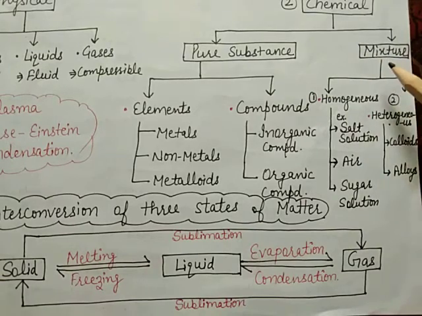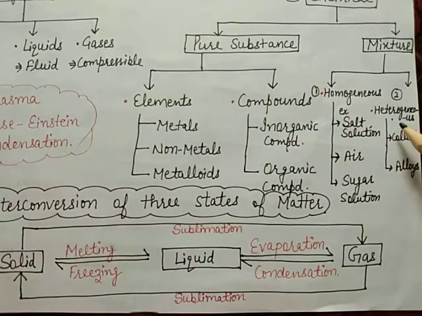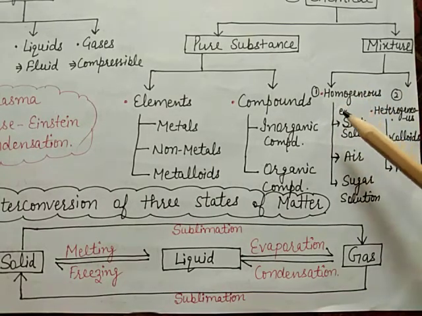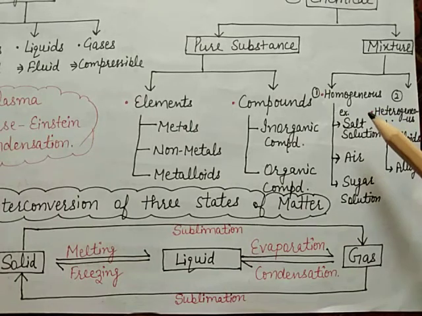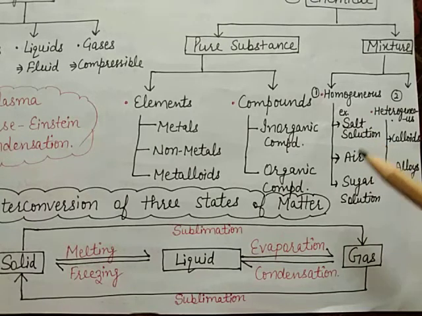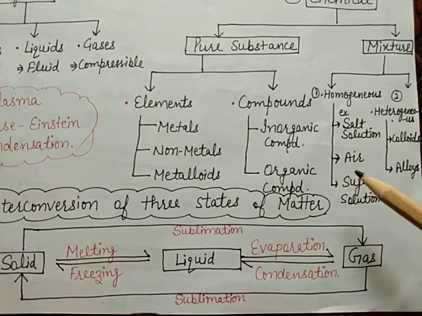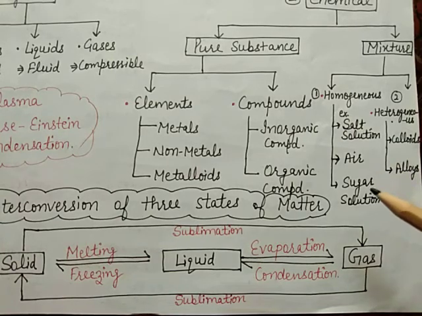A mixture can be homogeneous or heterogeneous. First homogeneous, second heterogeneous. Homo means same, means a mixture having a uniform composition is called a homogeneous mixture. Like you take water in a beaker or a glass and add some salt in it. After dissolving salt into the water, its composition becomes uniform. Same example is sugar solution. It is also a homogeneous mixture.